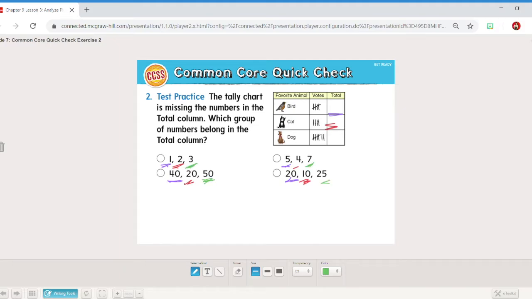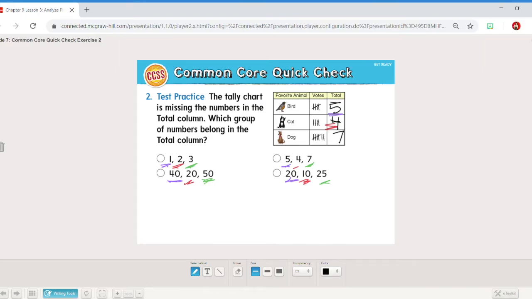So looking at these choices, let's go through and see. There are 5 birds, 4 cats, and 7 dogs. Do we see one that matches? I do.